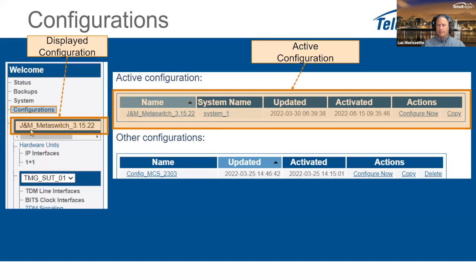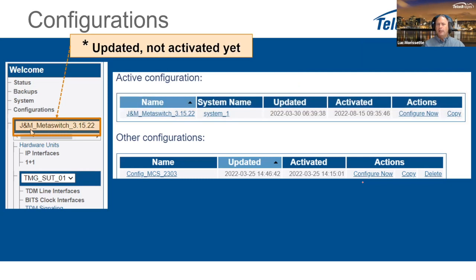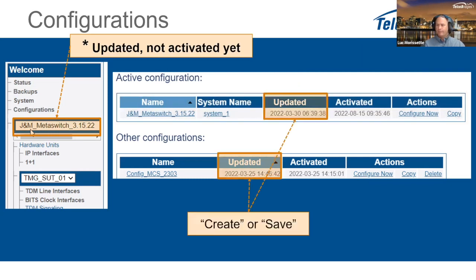System name is always the same. We now use only one system name. It's like the global configuration of the whole system. If you click here on configure now, it will appear on the left side to show what you are currently configuring in the system. So if you want to start configuring this device, you can do configure now. You can also copy a configuration to create another one.